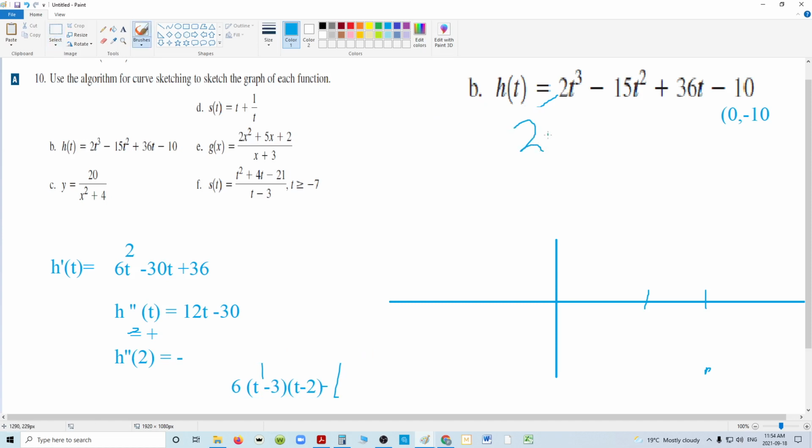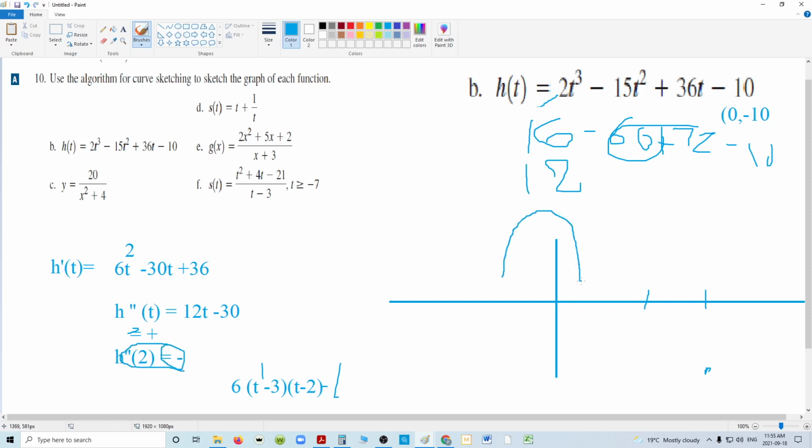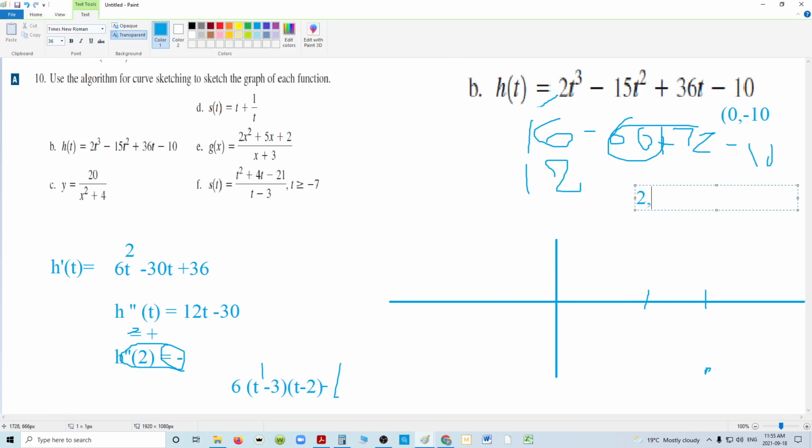I get 2 times 8 minus 15 times 4, which is minus 60. 2 times 8 I should just write down as 16 minus 60 plus 72 minus 10. So I can see minus 60 minus 10 is minus 70 plus 72 is plus 2. So I'm dealing with 18, which is a max. So that means when it shows a negative, it means the curve is turning around the other direction. So at 2, when I do my graph, I would put this nice little 2, 18 on my graph.